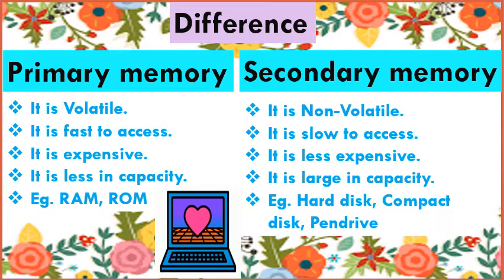Now we will study the difference between primary memory and secondary memory. Primary memory is volatile. It is fast to access. It is expensive. It is less in capacity. For example, RAM, random access memory, and ROM, read-only memory, are primary memory. Whereas secondary memory is non-volatile, it is slow to access, it is less expensive as compared to primary memory, it is large in capacity. Examples of secondary memory are hard disk, compact disk, pen drive.